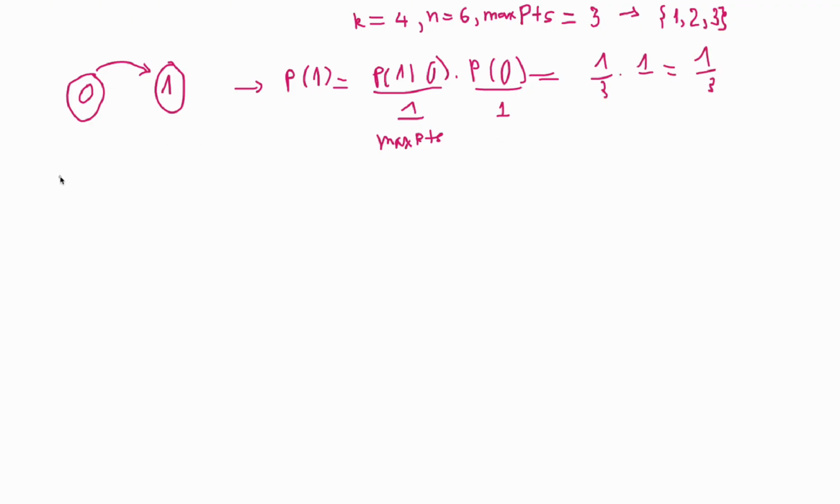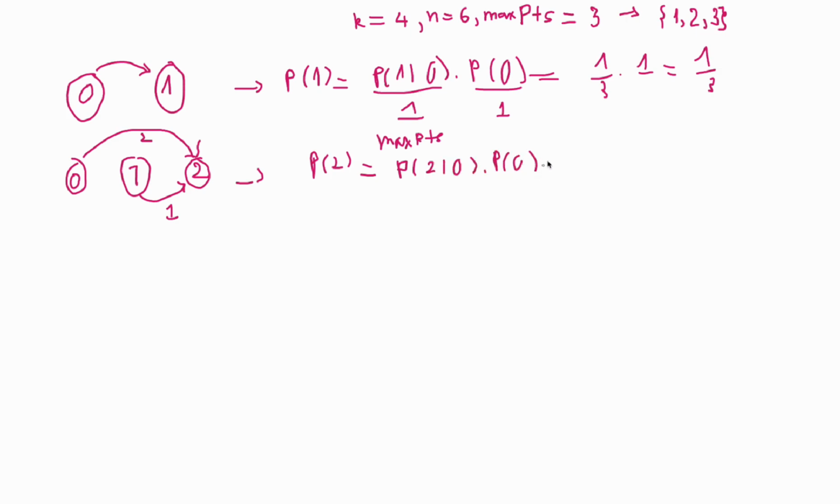Okay, so how about if we have 0 and then 1, and then we evolve to 2? How many choices do we have in this case? We have two choices. We draw 2 from here, or we can draw 1 from here, right? So what does this mean? This means that p of 2 is equal to p2 given 0 times p0, plus p of 2 given 1 times p of 1, right?